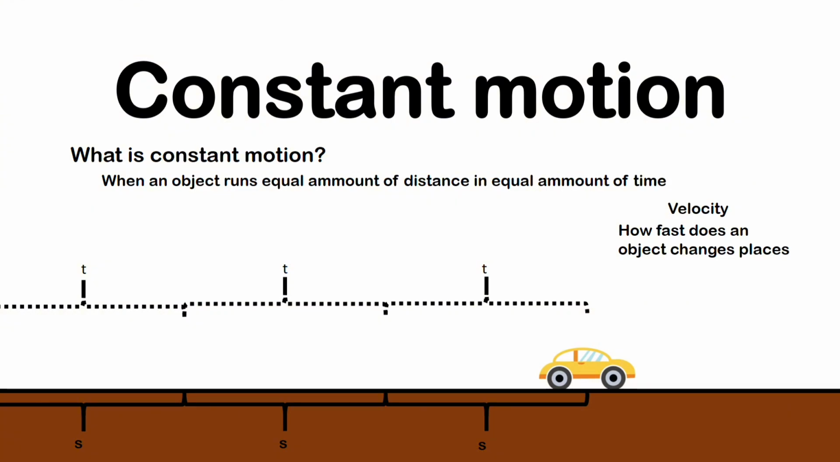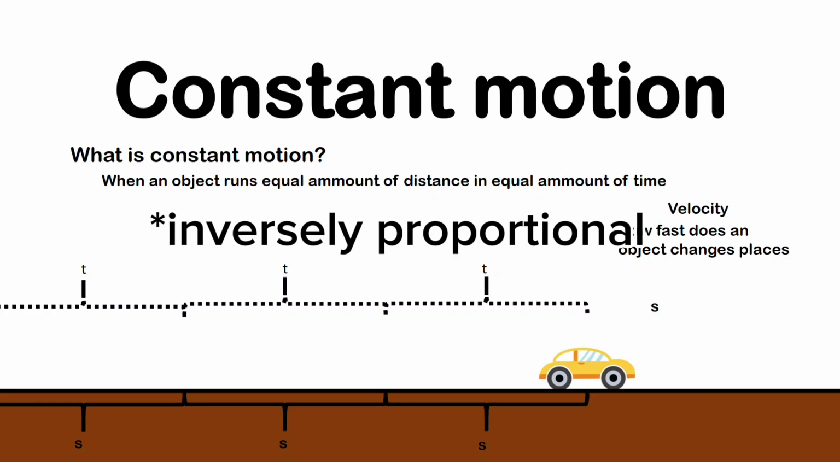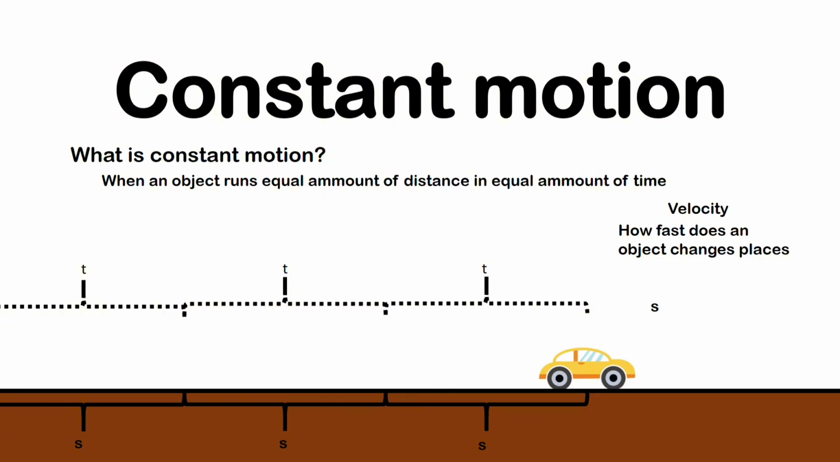So if we have S amount of distance, what do you think? When will the car be faster? If it takes less time to run the S amount of distance, or if it takes more time to run the S amount of distance? Of course, our car will be faster only if it runs the S amount of distance in less time. So it's proportional to the velocity, and we have to divide S by T.